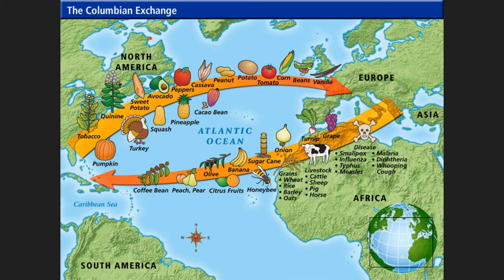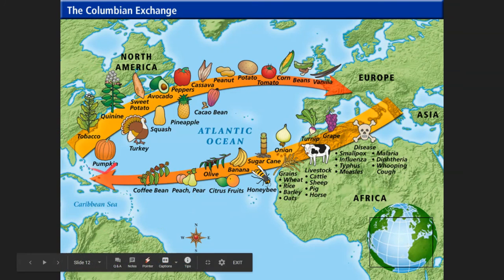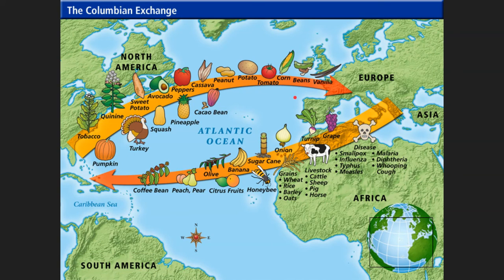Some plants that were only found in the Americas are things we eat all the time today, like tomatoes, corn, beans, potatoes, peppers, squash. Nobody really eats squash. Turkeys are another big one. Tobacco as well. Even pumpkins were all from the Americas. And these crops were really good at helping grow more food. The potato especially helped double Europe's population in the 100 years after this.